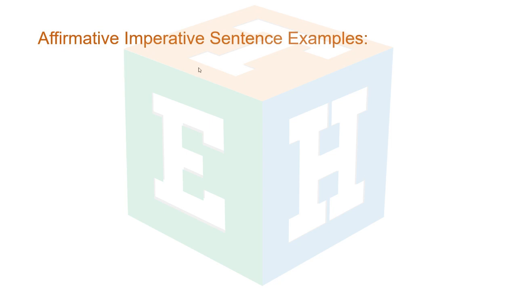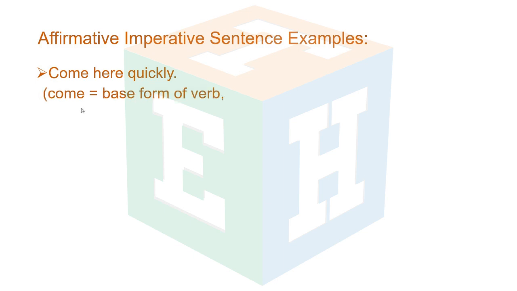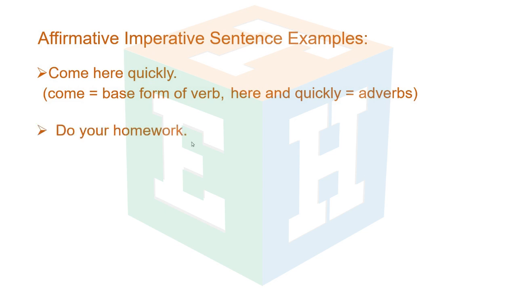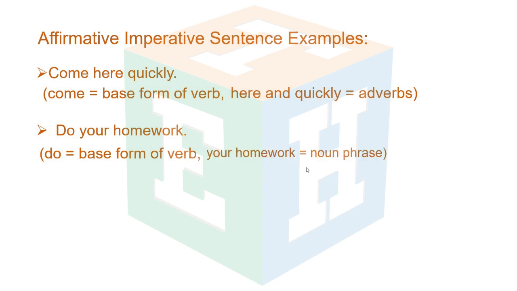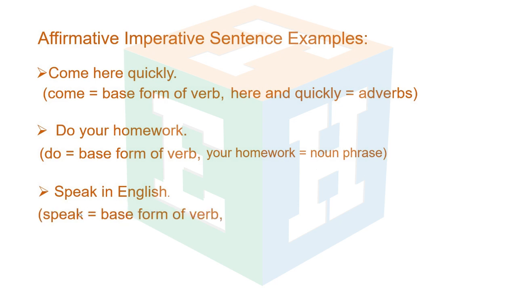Affirmative imperative sentence examples. Come here quickly. Come equals base form of verb. Here and quickly equals adverbs. Do your homework. Do is the base form of the verb. Your homework is a noun phrase. Speak in English. Speak is a base form of verb. In English is a prepositional phrase.